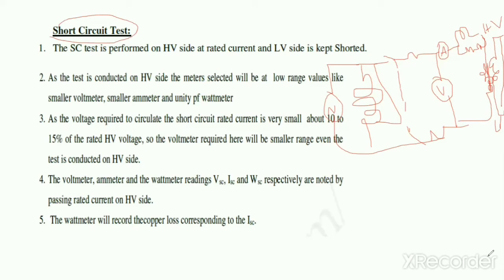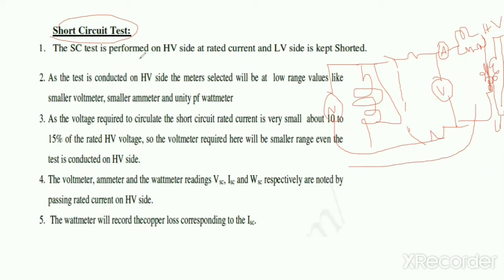The LV side, that is the low voltage side, is short circuited, and this test is conducted on the HV side. Therefore, all the equipment will be connected on the HV side, and the LV side is short circuited. Then the name is called the short circuit test.